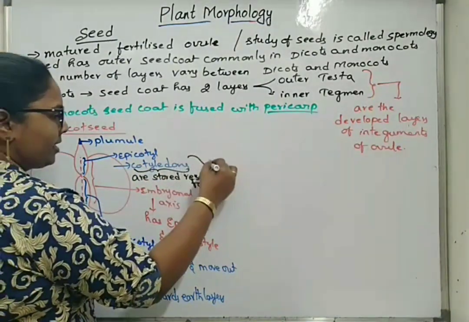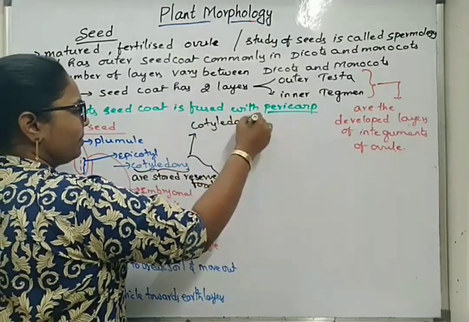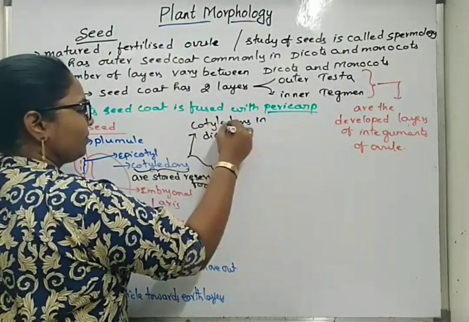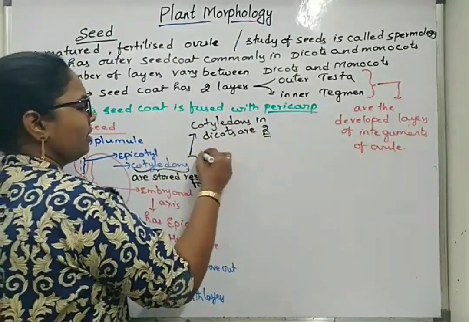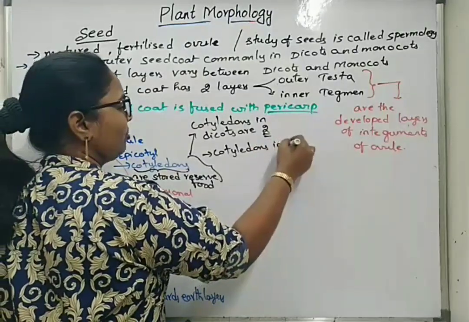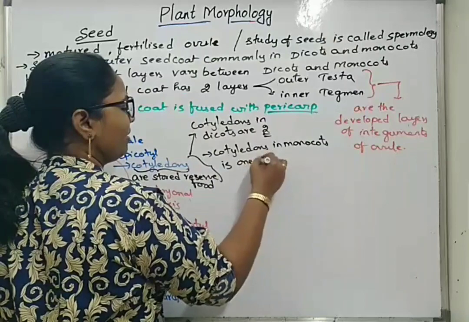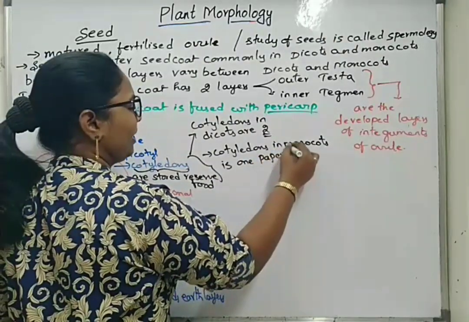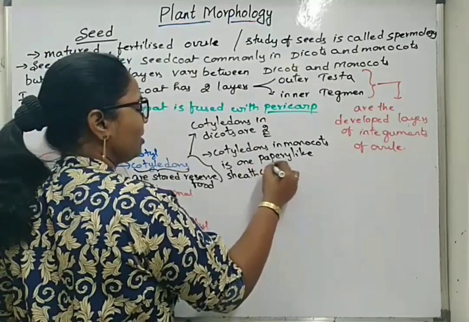Coming to cotyledons, we'll write one more point. Cotyledons in dicots are 2. Next, cotyledons in monocots is 1 papery sheath called scutellum.